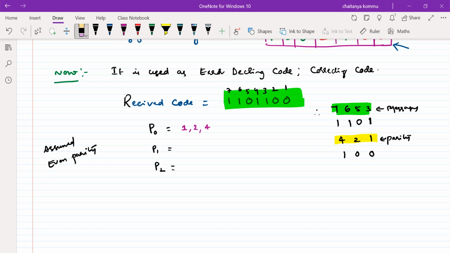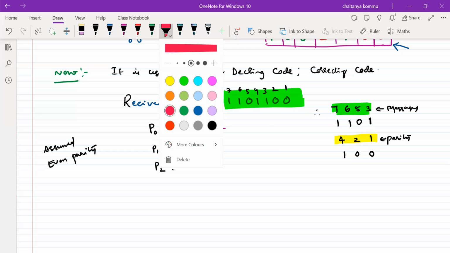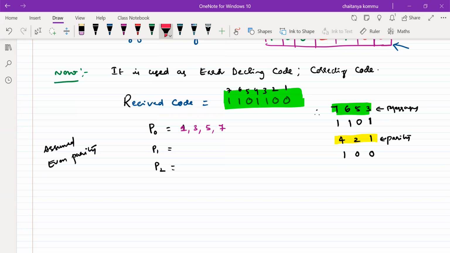Sorry, it's not like that. So what are the positions? Position 1 is required. After 1 bit, 3 is required. After we leave 1 bit, 5 is required and 7 is required. Simply, it is very simple actually. So we have to keep 1 position left, so we have to use only 1.